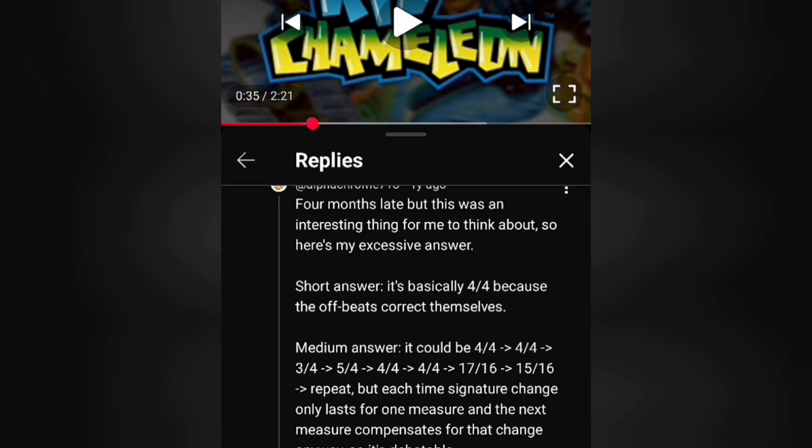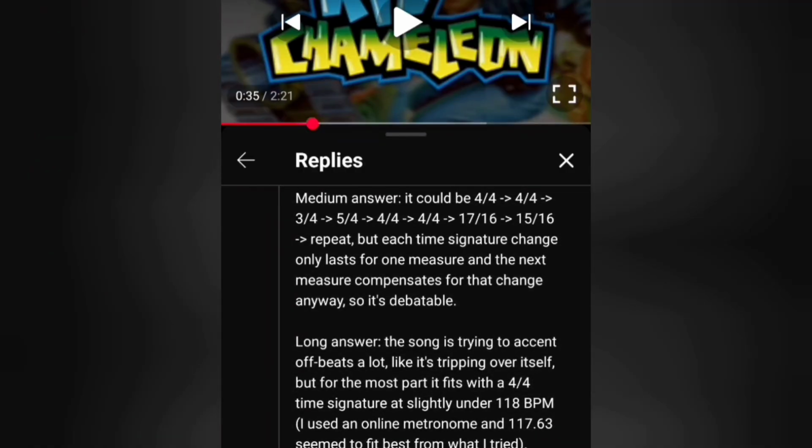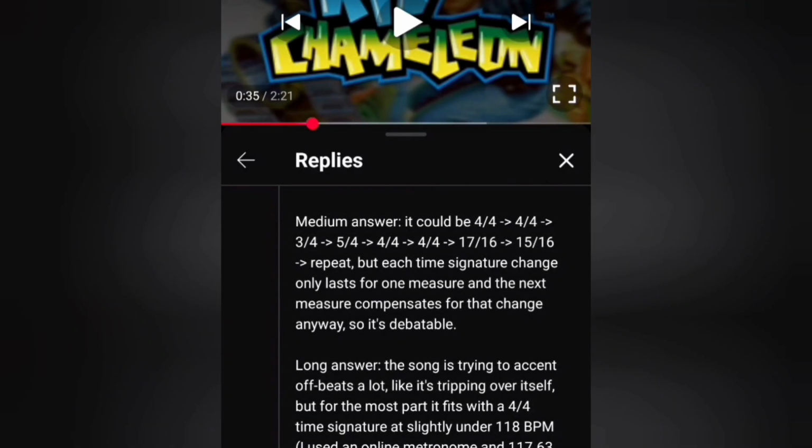The medium answer, it could be 4/4, 3/5, 4/4, and then you'd have to break it down smaller to 16th notes, 17/15. So 17 16th notes, 15 16th notes, and that would be like each one repeat. But each time signature change only lasts for one measure, and the next measure compensates for that change anyway, so it's debatable.